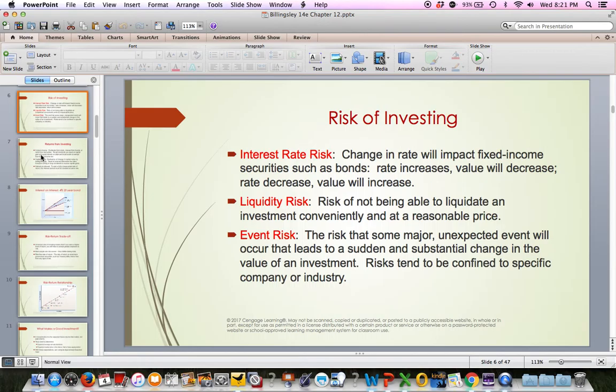So it could be something like regulation, it could be a weather event, it could be an earthquake, it could be an economic collapse happening in another part of the world. Some companies are more subject to those types of things affecting their operations than others.